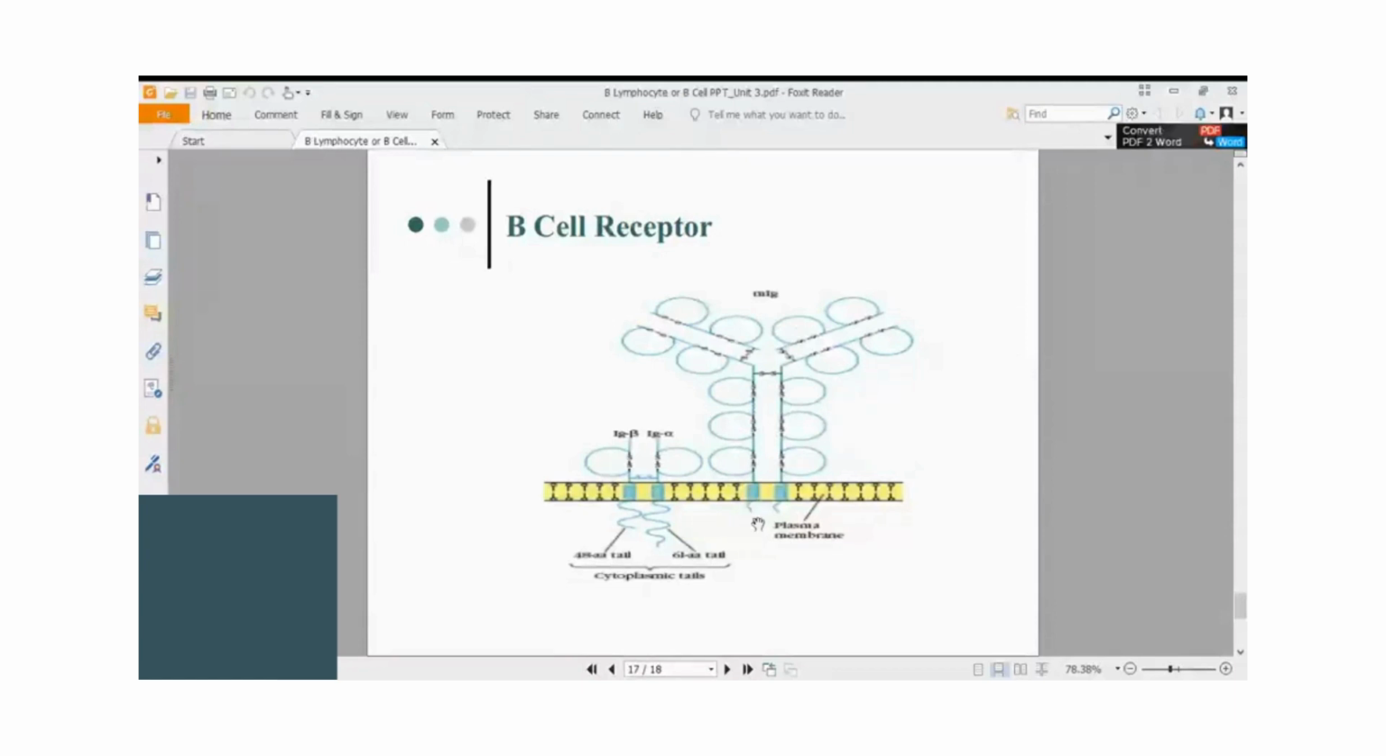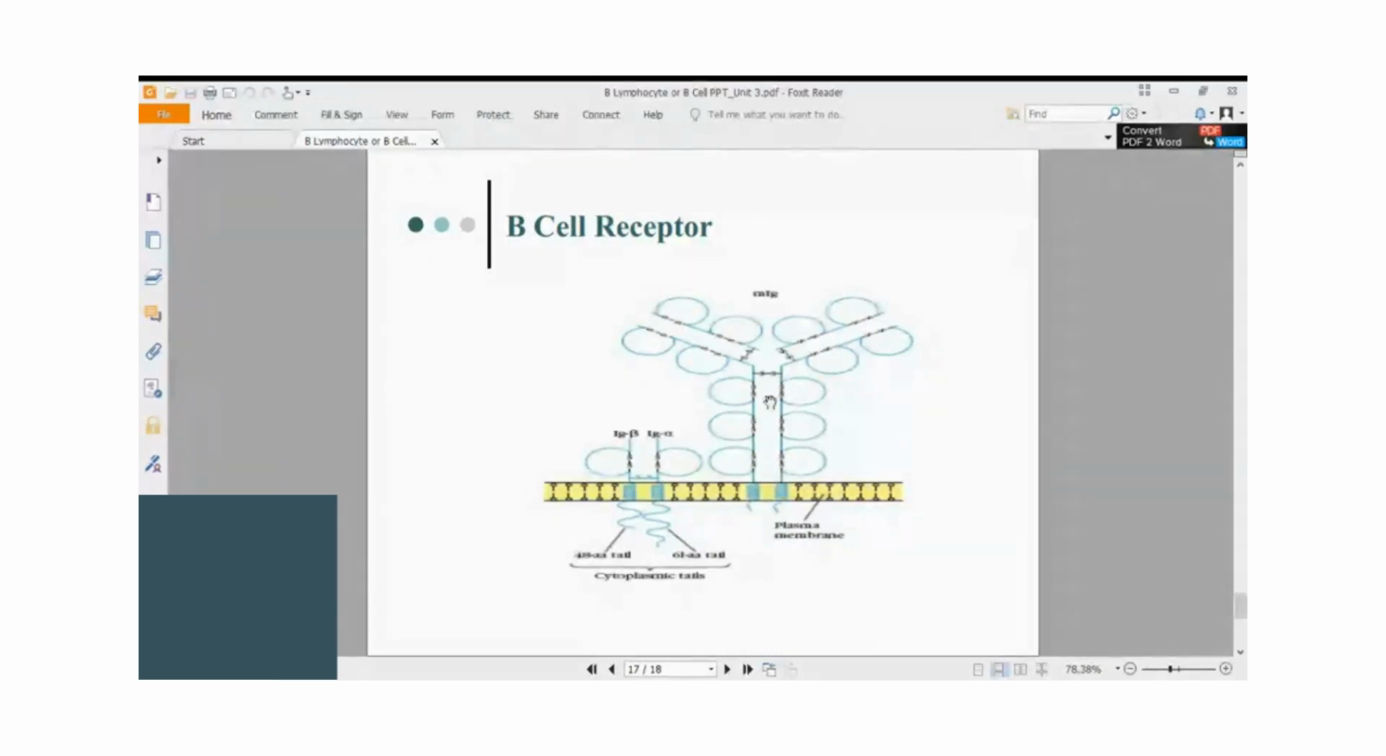And look at the cytoplasmic domain of it. The cytoplasmic tail is very, very small. It is hardly about 3 to 5 amino acids in length, and the transmembrane domain is about 40 amino acids in length, and the extracellular domain, the domain which is just projecting out of the plasma membrane, is about 26 amino acids in length.